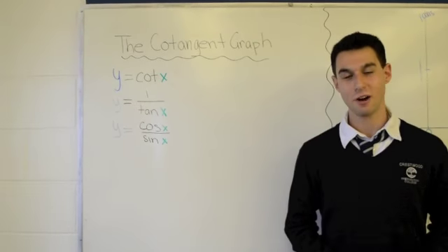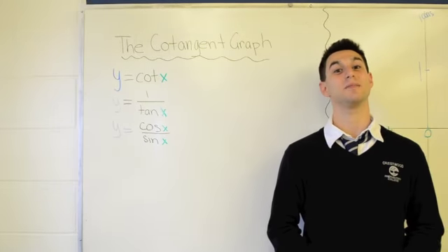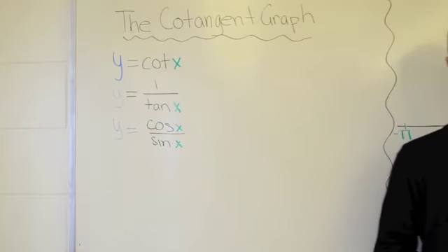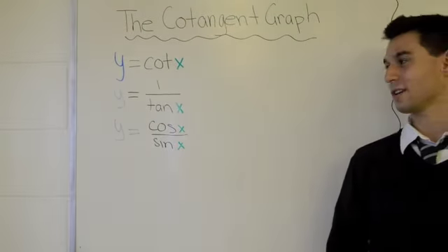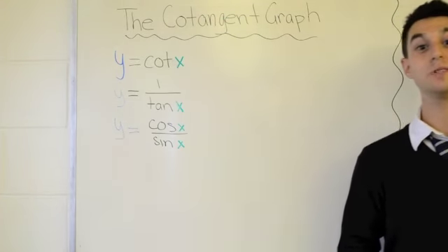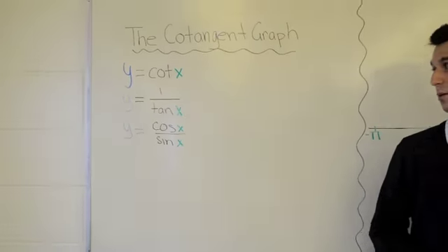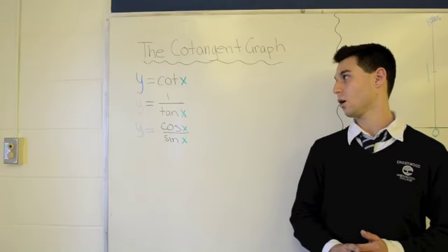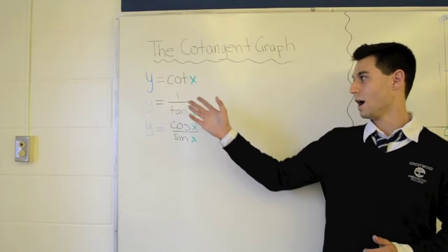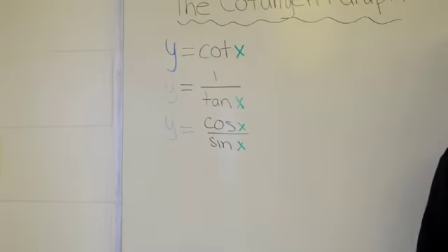The cotangent graph is very interesting as it can be applied in a wide range of subjects such as music and engineering. The cotangent graph can be expressed as y equals cotangent x. Using our basic skills of trigonometry, we know that the cotangent is actually the reciprocal of tan. Therefore, y equals 1 over tan x.